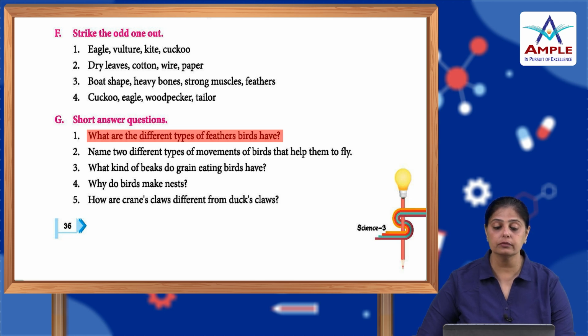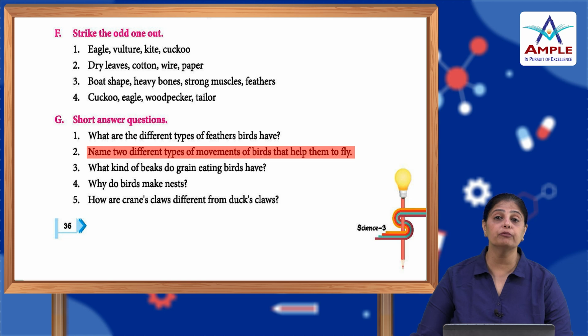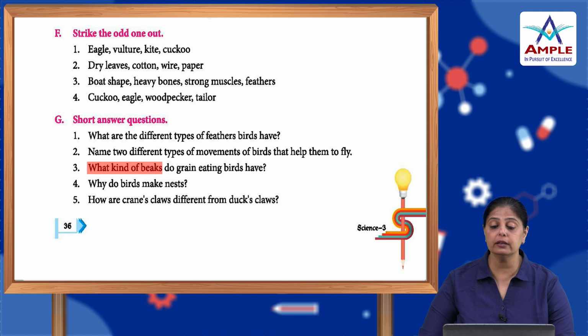Alright. Now, the second one. Name 2 different types of movements of birds that help them to fly. So, the different movements are the upward movement and the downward movement. Okay. Now, what kinds of beaks do grain eating birds have? The grain eating birds have the beaks that help them to dig into the soil.